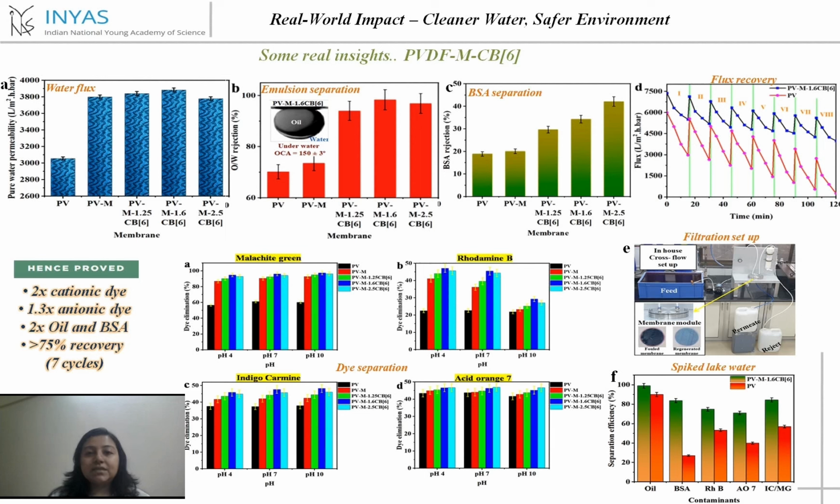In this slide, we'll see some real insights from the studies that have been carried out. Addition of montmorillonite and cucurbituril into a PVDF polymer has not only enhanced its lifespan but also shown good separation efficiency. It is giving more than 1.3x increase in the water flow, more than 2x removal of the cationic dyes, 1.3x removal of anionic dyes, and more than 2x removal of the oil-water molecules and the BSA protein, that is, bovine serum albumin, a cow protein.